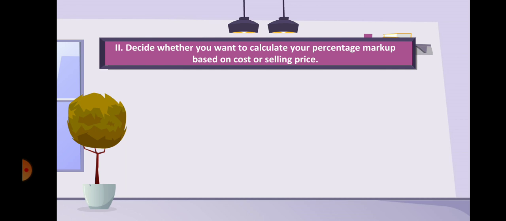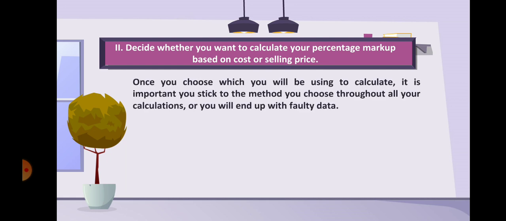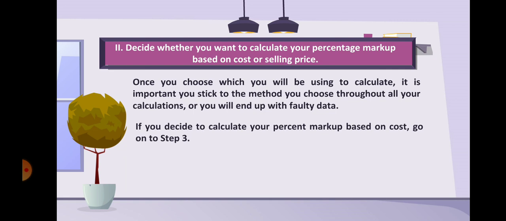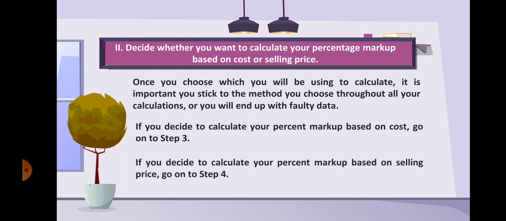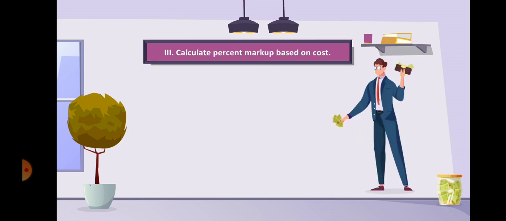Okay, next, decide whether you want to calculate your percentage markup based on cost or selling price. Once you choose which you will be using to calculate, it is important you stick to the method you choose throughout all your calculations, or you will end up with faulty data. If you decide to calculate your percentage markup based on cost, go to step 3. But if you decide to calculate your percentage markup based on selling price, you go on to step 4.